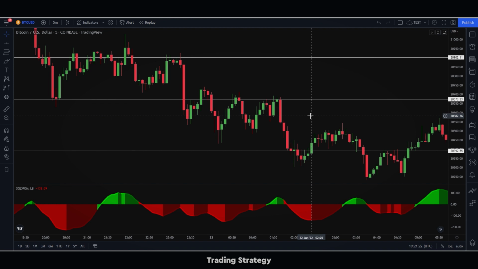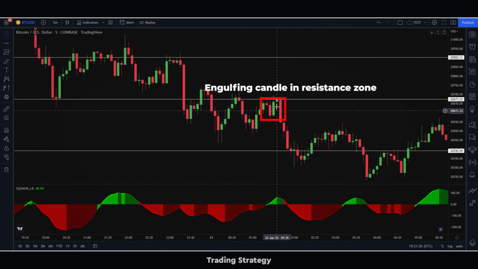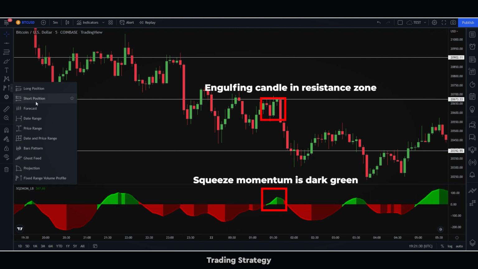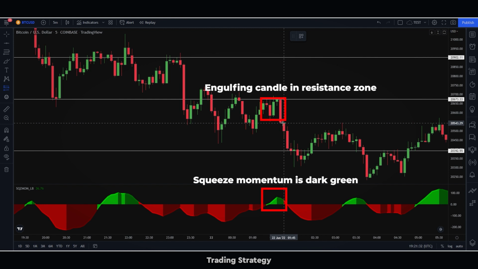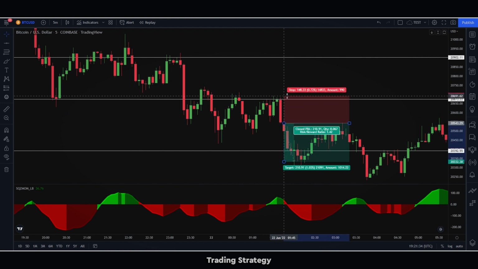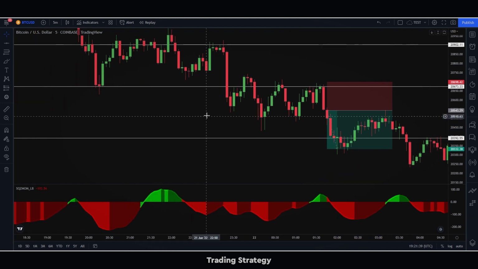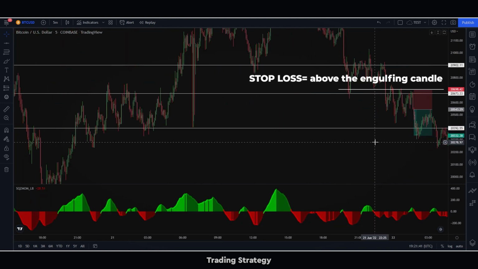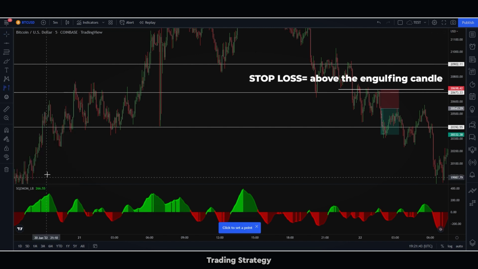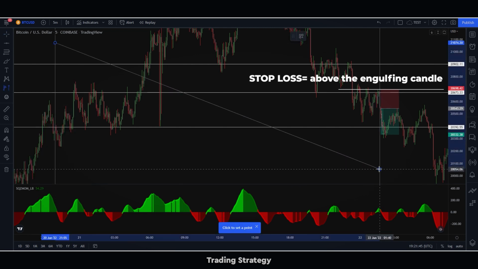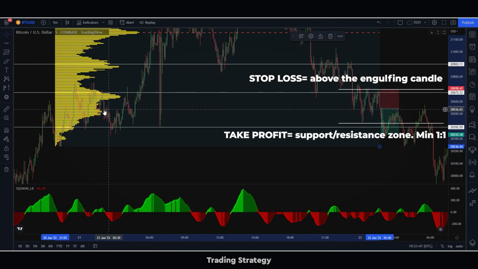In case we want to make a sell trade, we will make it if there is an engulfing candle in a resistance zone and the squeeze momentum is in light red or dark green. In case the engulfing candle is very clear and we are sure, we can ignore the squeeze momentum. We will place our stop loss a little above the engulfing candle and the take profit in the support and resistance zones, helping us with the volume profile with a minimum risk-benefit ratio of 1:1.